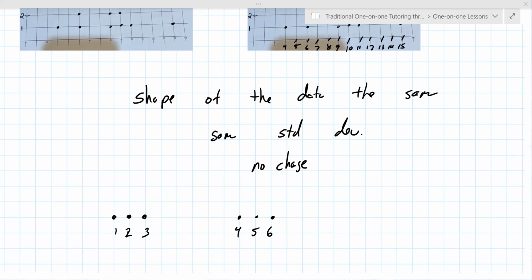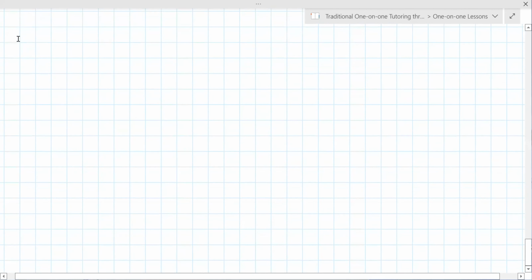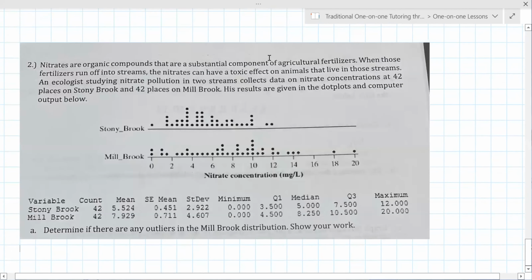All right, so we really spent a lot of time on that. The next questions should go better. Let's look at this nitrates problem, because I think it's the most similar to what we've been doing. Okay. This one right here.